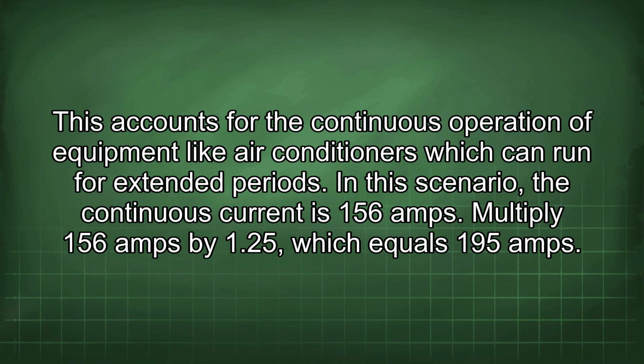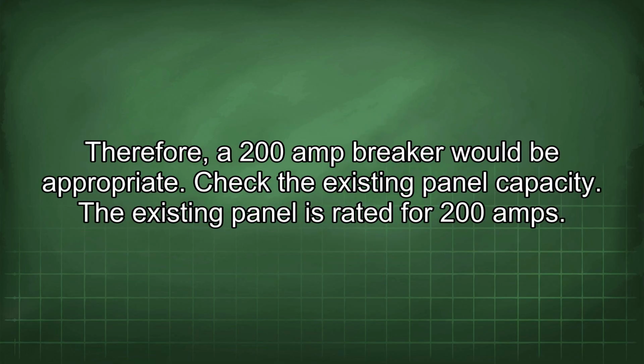In this scenario, the continuous current is 156 amps. Multiply 156 amps by 1.25, which equals 195 amps. Therefore, a 200 amp breaker would be appropriate.